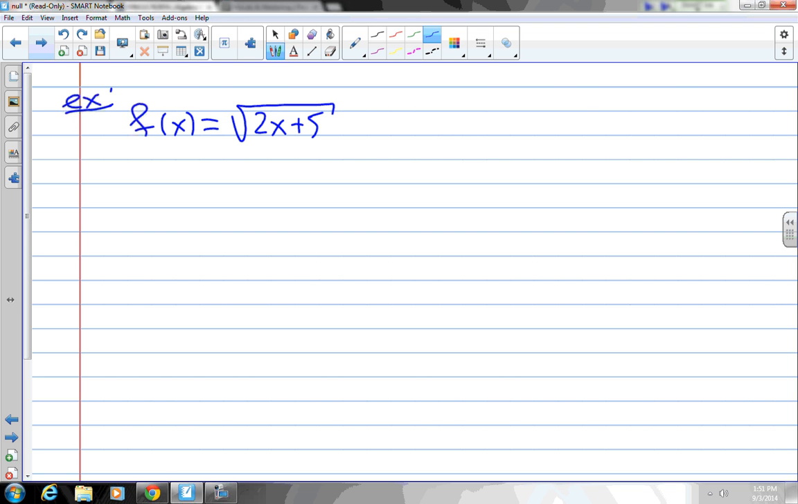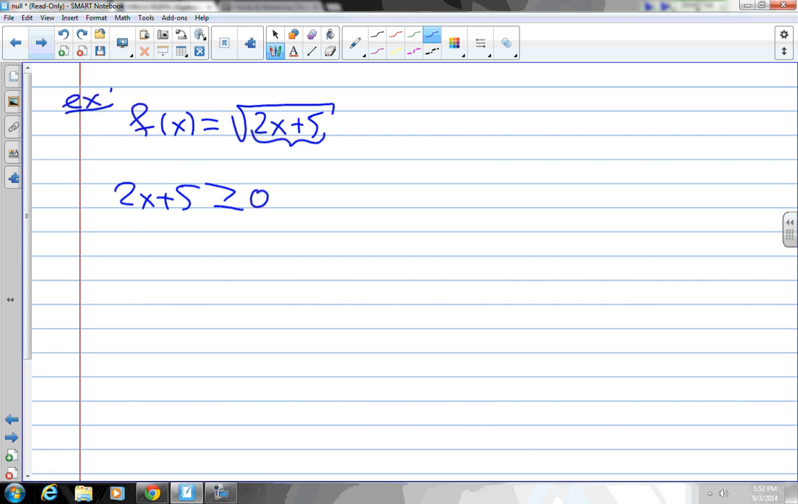What do you need to do to make it work? What did we do last time? What did we do with that radicand? Yeah, so you set it to greater than or equal to 0. You want to make sure that 2x plus 5 stays greater than or equal to 0. Right? You take that and you solve this.